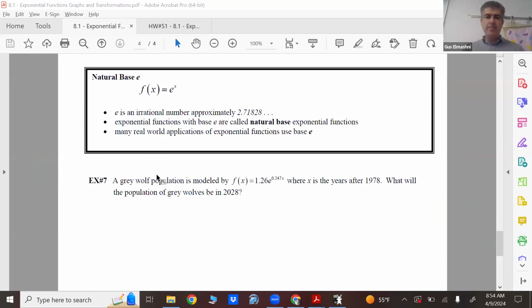Okay, last bit. Natural base of e. You guys should be familiar with e from last year, I think. e is just a number. It's 2.718, whatever. It's Euler's number. If you're curious where e came about, e roughly equals this scenario here.